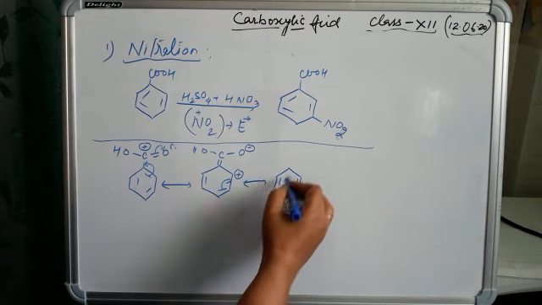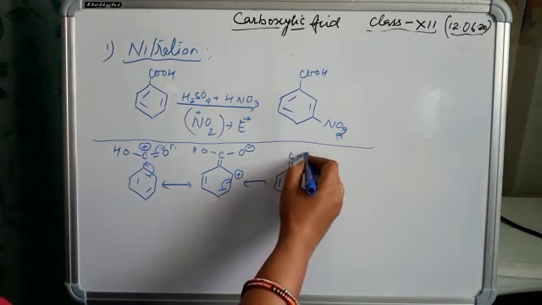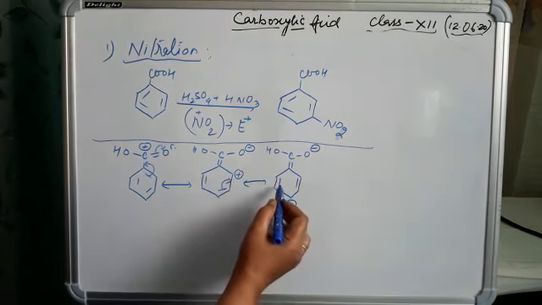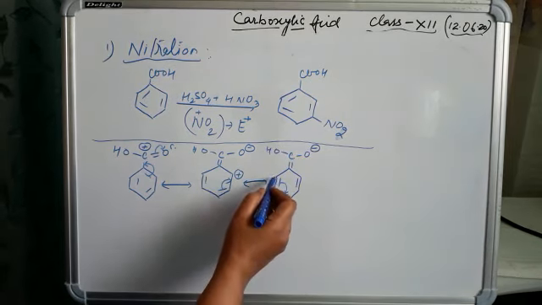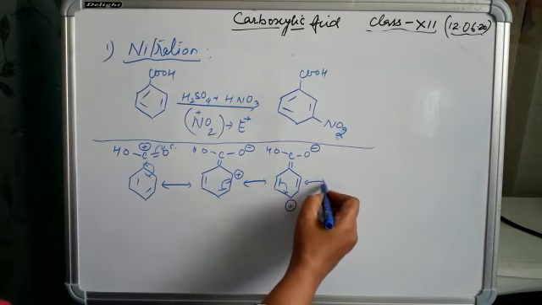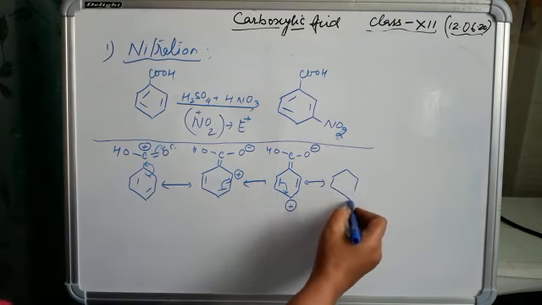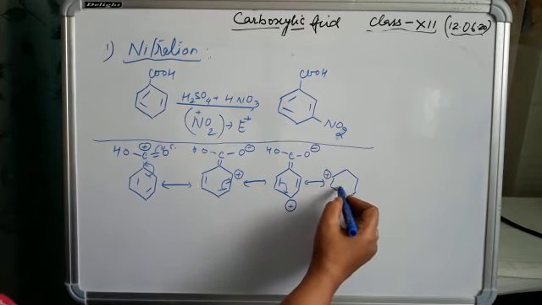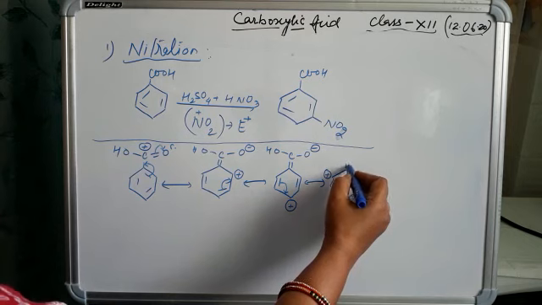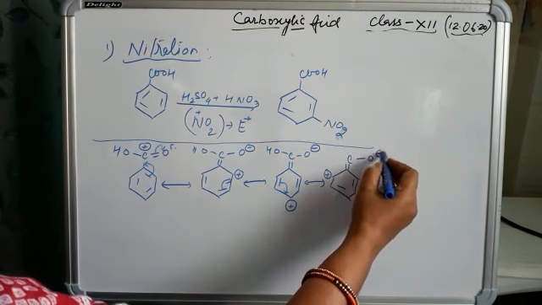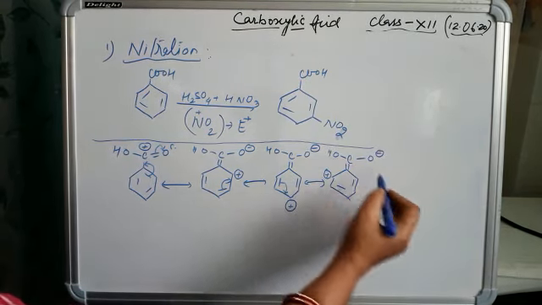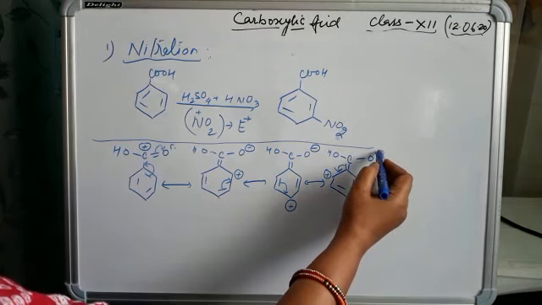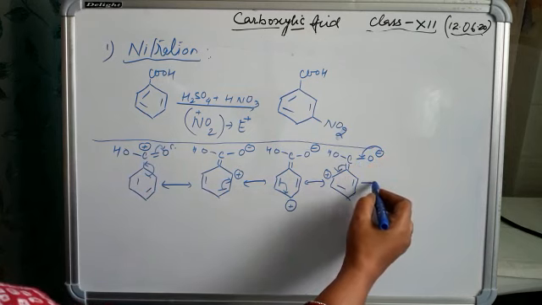Here is the bond, here is the bond. This negative charge and these pi electrons move here. So this position becomes positive. Positive means electron deficiency here. Negative charge O and H. Again these pi electrons come here and this comes here.